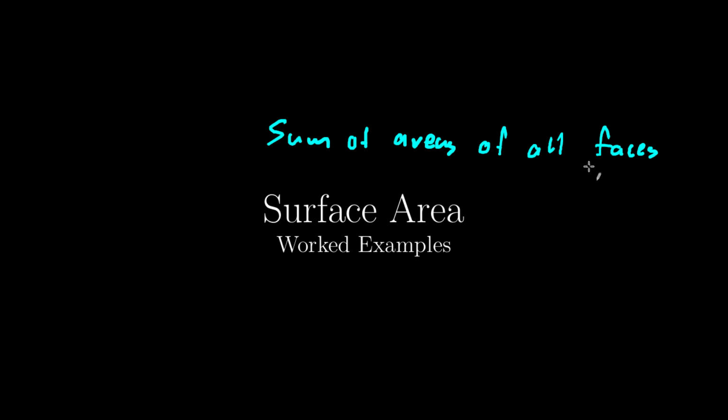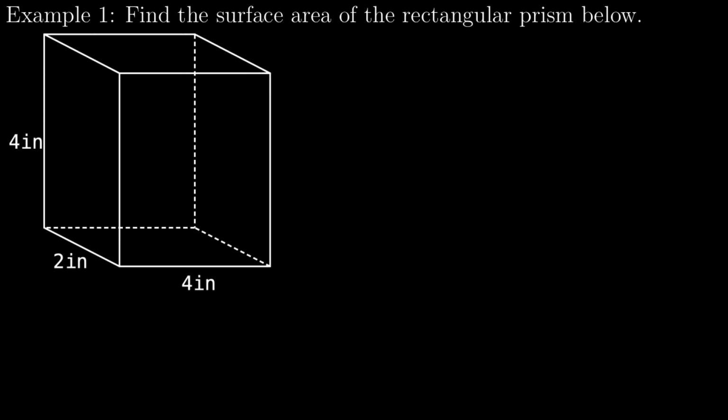So these take a little bit of time, but there's nothing too complicated to them. So let's just dive right in and see a bunch of examples. So I have a rectangular prism. I can see there are 1, 2, 3, 4, 5, 6 faces: top, bottom, left, right, front, back. And so let's just start finding some areas.